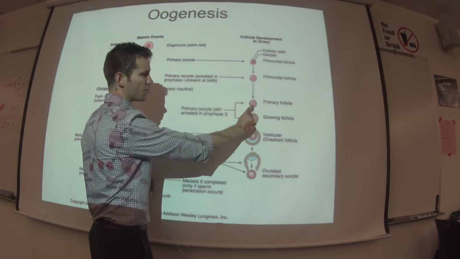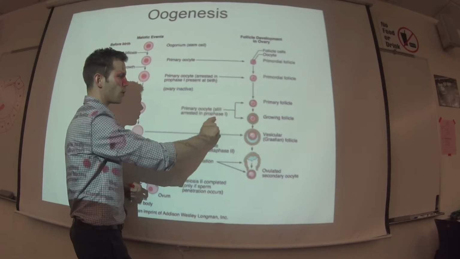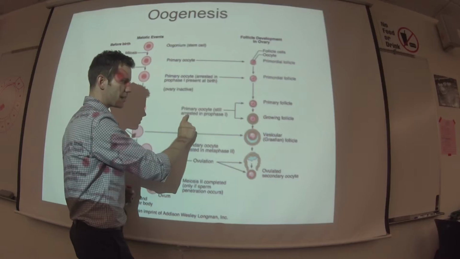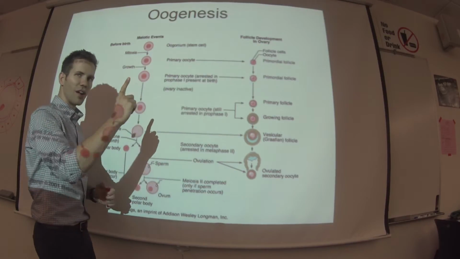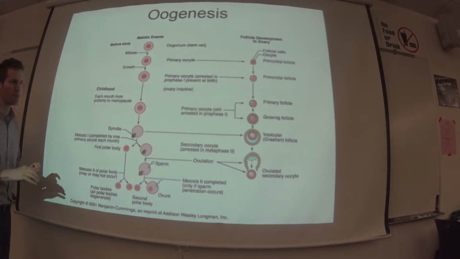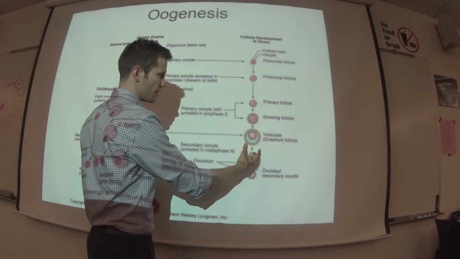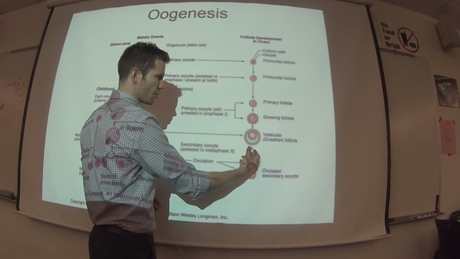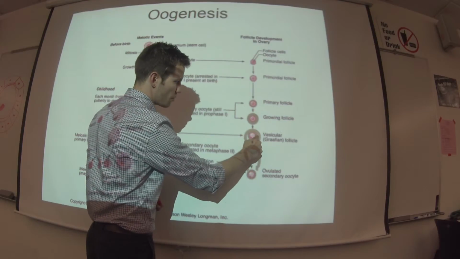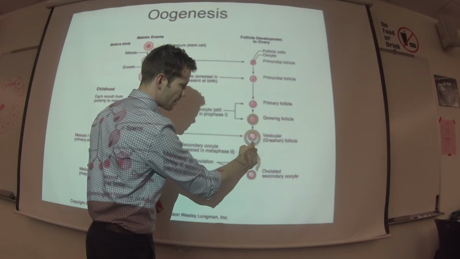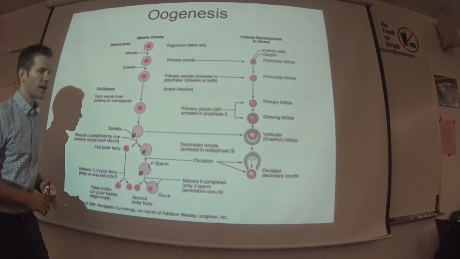And it's still just an oocyte inside. The primary oocyte hasn't changed yet. It's actually arrested in prophase 1 of meiosis. It's paused there. Then, eventually, the follicle grows large enough that it forms a little teeny crack around the oocyte.